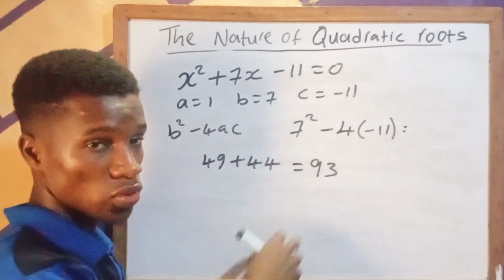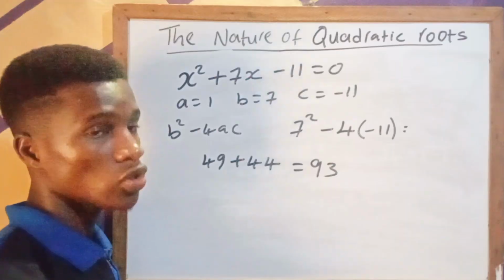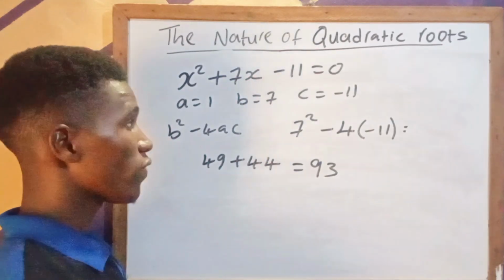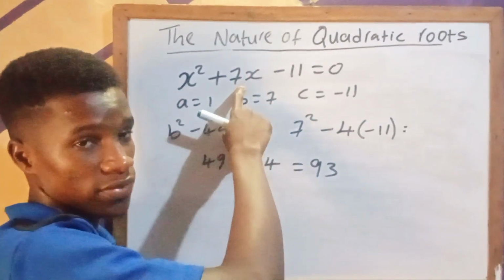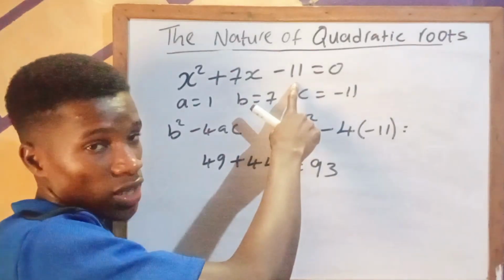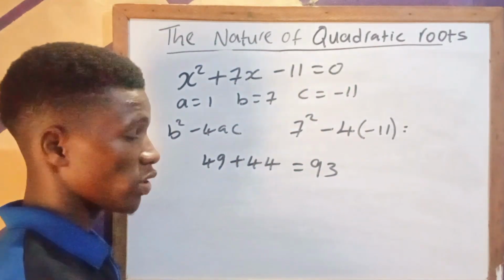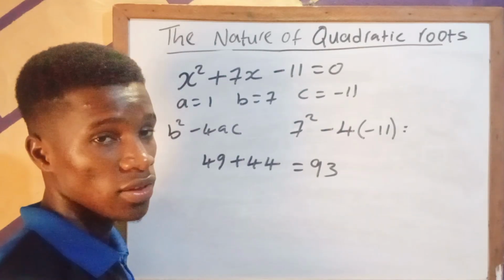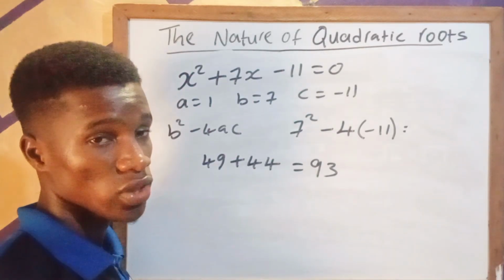So we see that this is going to give us two distinct roots, but we cannot factorize it. We cannot find two numbers that when we add them give us 7, but when we multiply them give us minus 11. There are no such numbers. So this particular expression cannot be factorized. You can only solve it using the almighty formula.